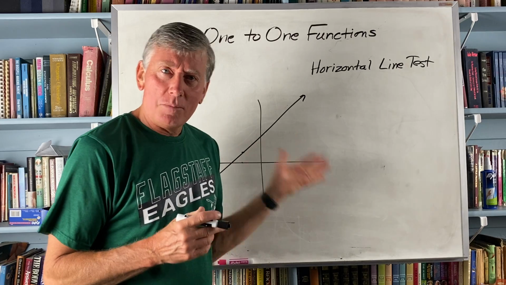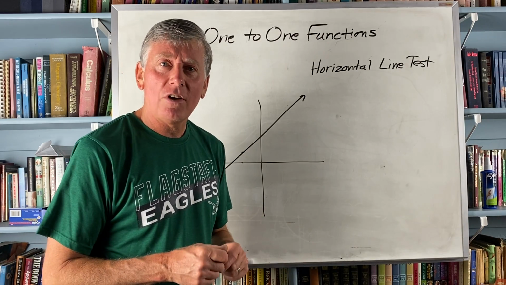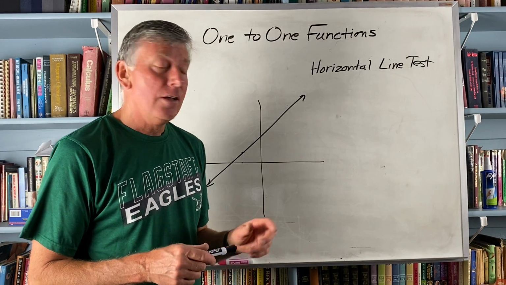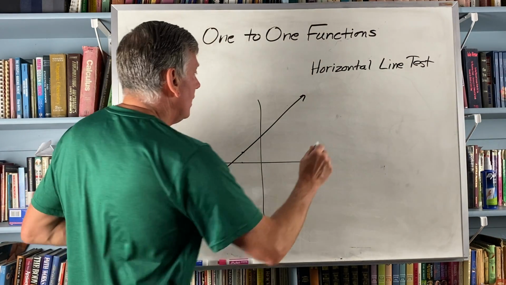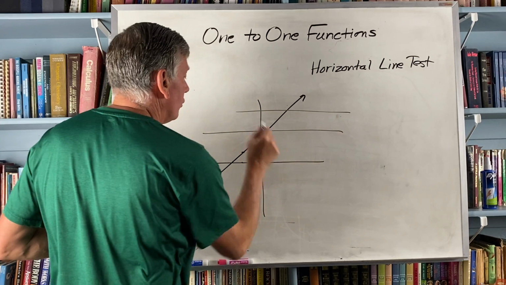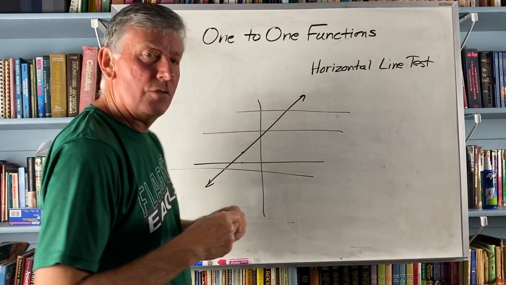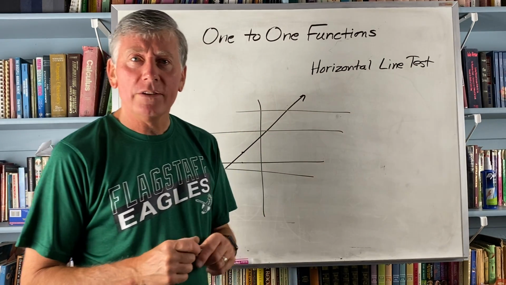This is going to play a big part in the next section when we talk about inverses. But for right now, one-to-one, think of the horizontal line test. If you can draw a horizontal line through only one point, you're golden. You have one-to-oneness.